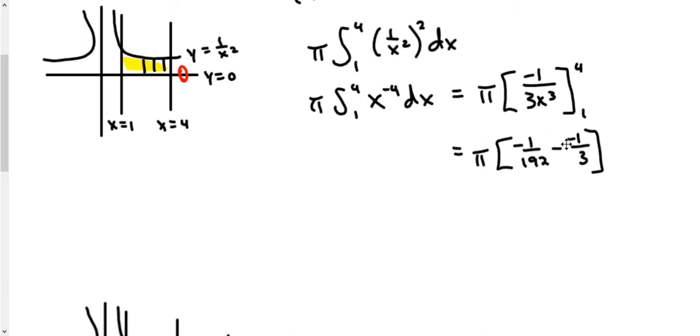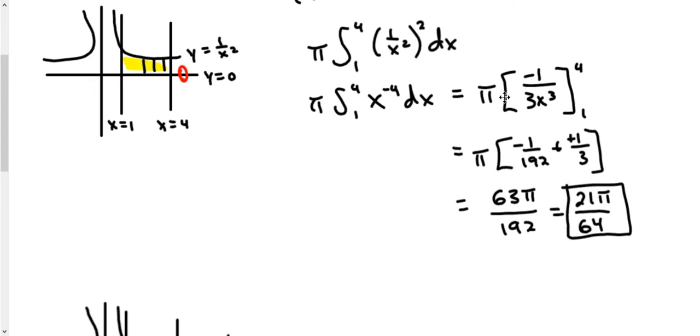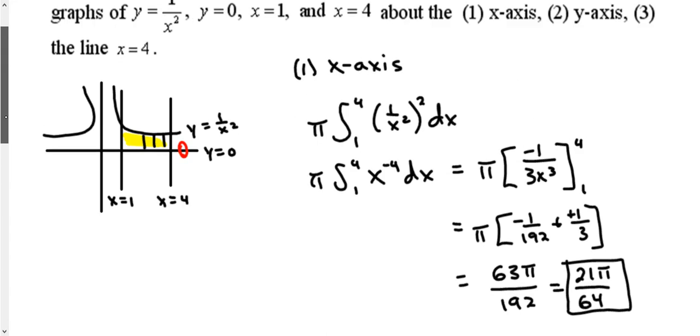All right, so 2 negatives are going to make a positive. This is 64 over 192. Minus 1 over 192 would be 63 over 192. So we get 63 pi over 192. And then, 3 goes in 192 64 times. 3 goes in 63 21 times. So 21 pi over 64. There would be our volume if we did it about the x-axis.